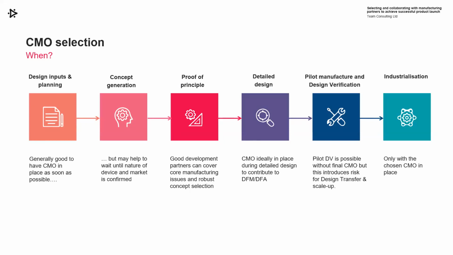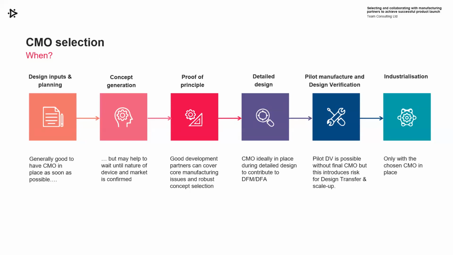Once you've got the nature of your device confirmed and the market, and by nature of device I mean, is it mechanical, is it electronic, is it high volume, medium volume, where are your markets, the US, Europe, etc. What's the sensitivity to cost? It may be that the CMO you already work with or already have in mind might not be suitable for a particular other device. So it may just benefit you to hold on and make sure you're choosing the right CMO for that particular product.